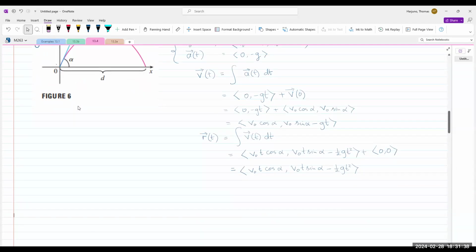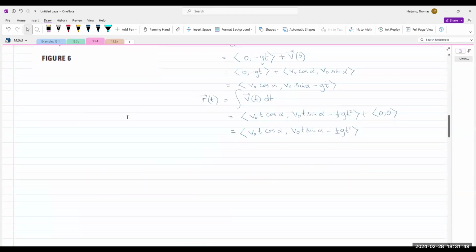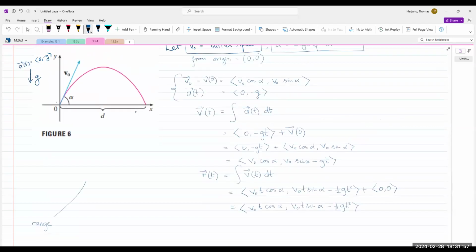Suppose we know the initial speed and angle of elevation. Can we find the range? The range is how far it is here. This is the range, right? How far it is here. But that's basically when it hits the ground again, right? When it hits the ground again, it means the height is 0.